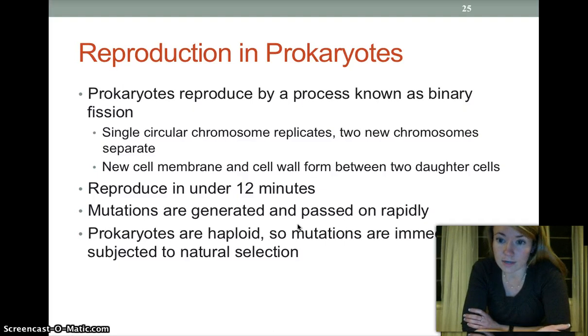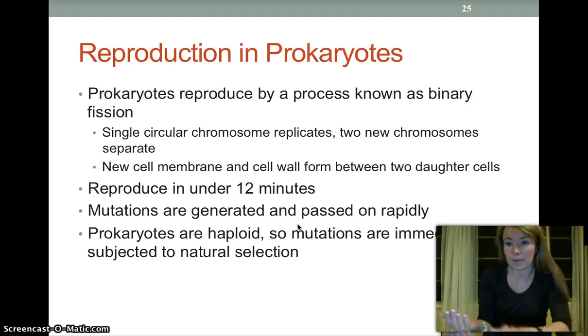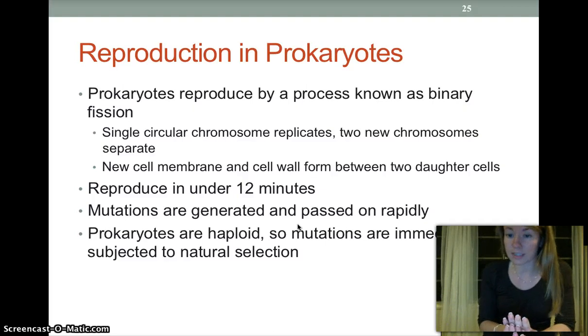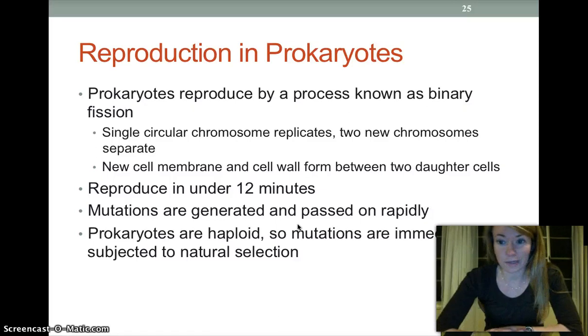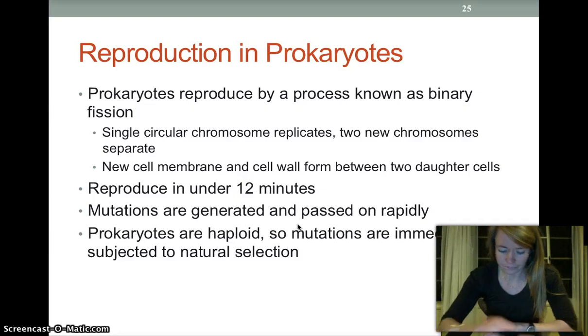If you had a mutation that was negative, but you had another allele to cover it up, a dominant allele to cover your negative recessive allele, it's not going to get acted on because you're not going to show the phenotype of that negative allele. In this case, there's no dominant alleles to cover your bad recessive alleles, and if you have a bad recessive allele, that prokaryote's not going to live for very long.